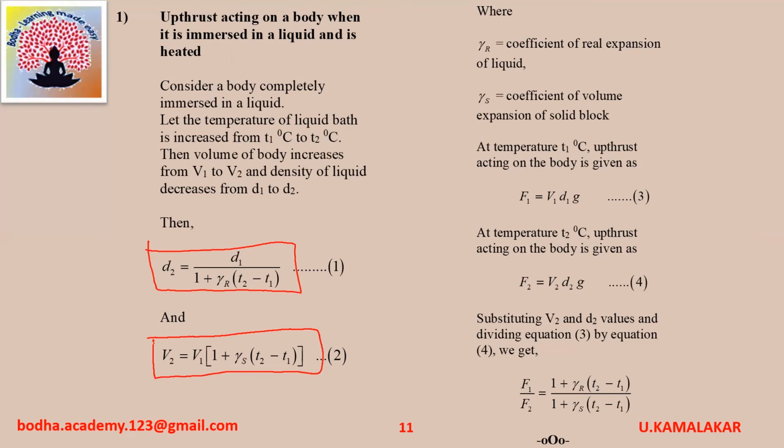At temperature T1 degree centigrade, upthrust acting on the body is given as F1 is equal to V1 into D1 into g. At temperature T2 degree centigrade, upthrust acting on the body is given as F2 is equal to V2 into D2 into g. Substituting the values of V2 and D2 and dividing equation 3 by equation 4, we get F1 by F2 is equal to 1 plus gamma R into T2 minus T1 whole thing divided by 1 plus gamma S into T2 minus T1.